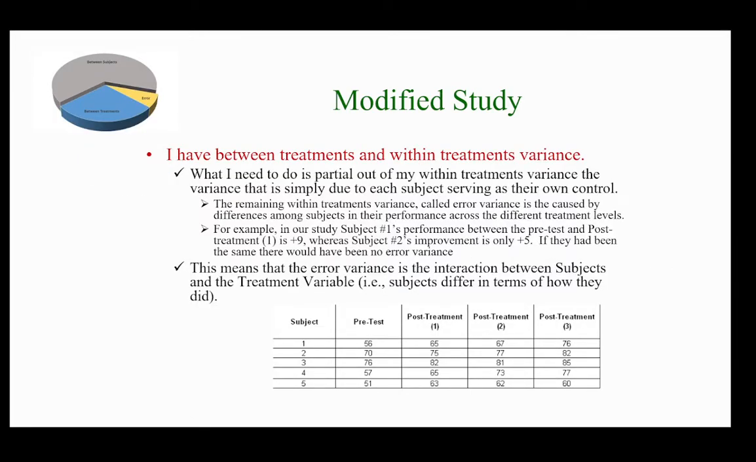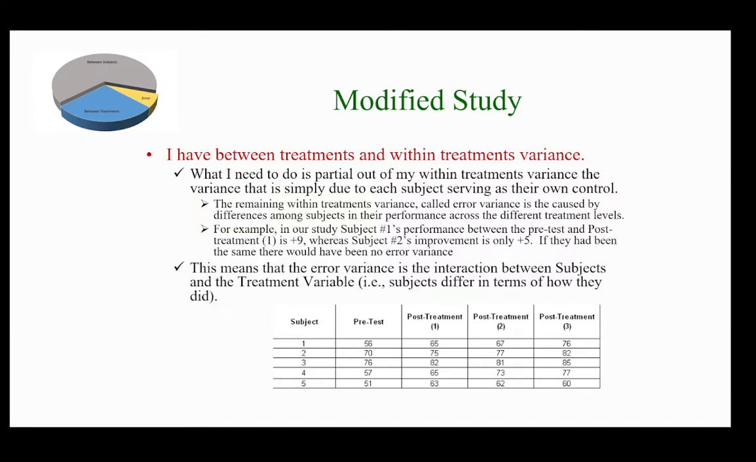Okay, so I have my between treatments, right? This is my post-treatment, my pre and 3 post-treatment periods, 3, 6, and 9 months. And I also have my within treatments variance. Now, when we did the one-way analysis of variance with between groups, that was simply our within treatments, within groups, our error. Now, with analysis of variance repeated measures, my within treatments is actually split into 2 pieces.